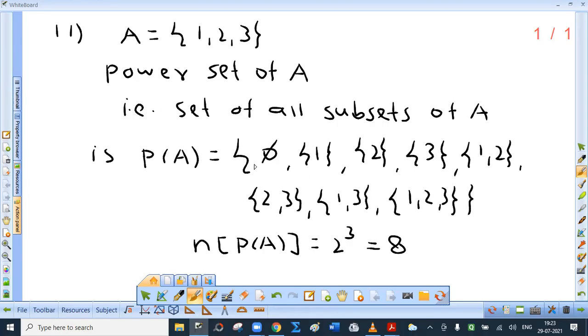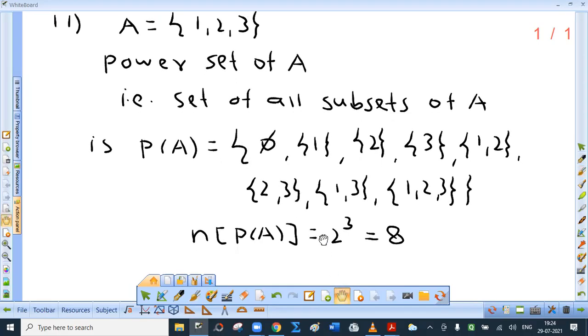Now null set is a subset of every set. Then all singleton sets {1}, {2}, {3}, 2 elements at a time, {1, 2}, {1, 3}, {2, 3}. Order is immaterial, so don't say {3, 1}. {3, 1} is same as {1, 3}. And every set is a subset of itself. So {1, 2, 3}. So in all there are 8 elements. You need not write this, enough, because we are just asked to write down the power set.